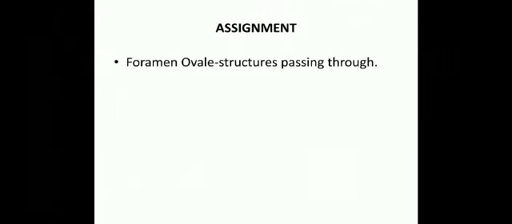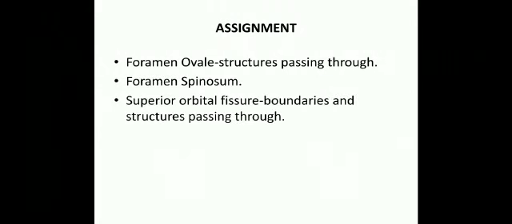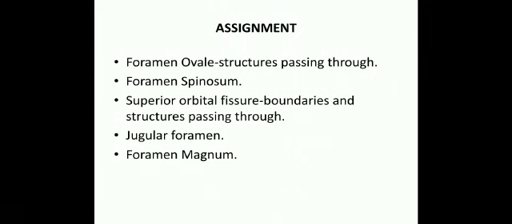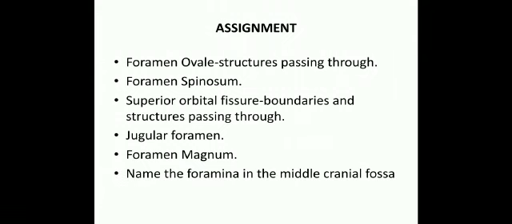So, the questions for the assignment: the foramen ovale and structures passing through it, the foramen spinosum, the superior orbital fissure, its boundaries and structures passing through, then the jugular foramen, foramen magnum, and the named foramina in the middle cranial fossa.